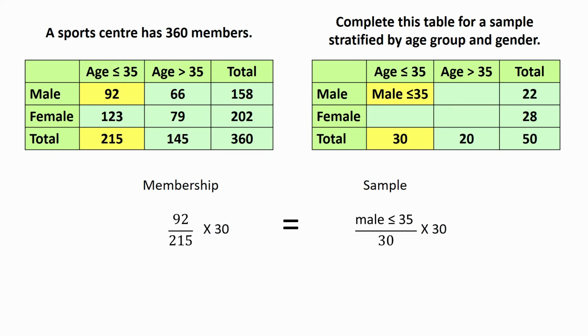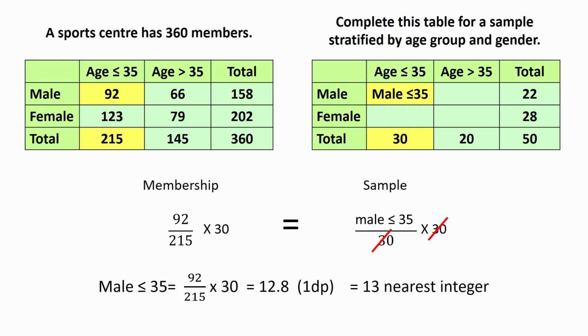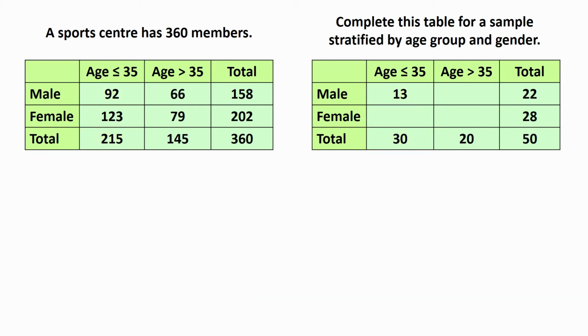Multiplying both sides by 30 and cancel, giving the number of males aged 35 or less in the sample as 92 divided by 215 times 30, which is 12.8 to 1 decimal place, giving 13 people to the nearest integer, which is recorded in the table. The remaining numbers in the sample can be found by subtraction.